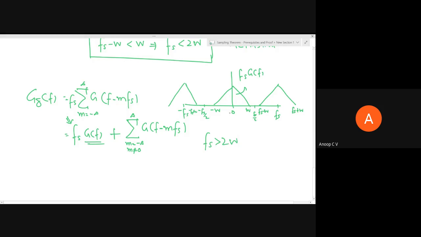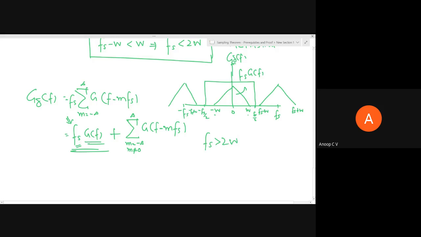So in this case, we can obtain this term alone by passing this spectrum, which is G delta of f, through an ideal low pass filter having a transfer function like this. As the spectrum is multiplied by fs, the magnitude of the transfer function should be equal to 1 by fs, and it should allow frequencies from minus W to plus W.